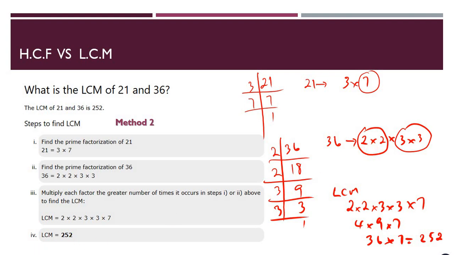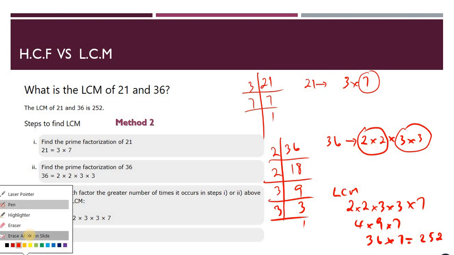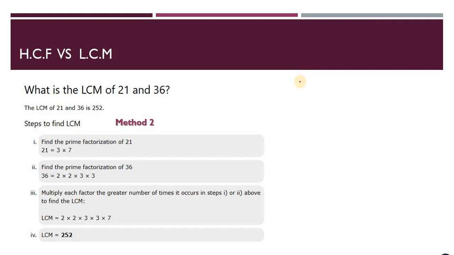And there's another method that we could actually use. Let's look at that method. That method is using a formula. The LCM of A and B can be found by multiplying A by B and then dividing by the highest common factor of A and B.